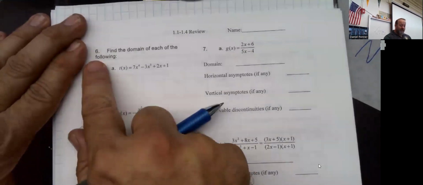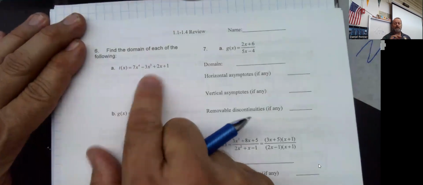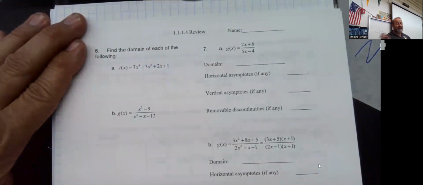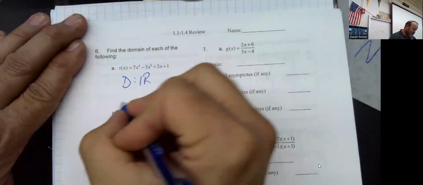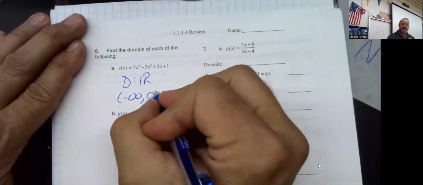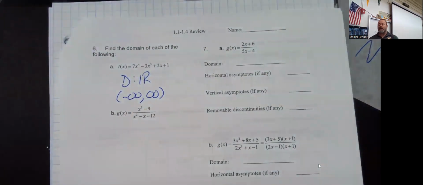So in 6, this is a polynomial. I don't want to divide by 0, but there's no division. I don't want to take a square root of a negative, but there's no square roots either. This domain is all reals. You could also say that it's everything from negative to positive infinity. That's a valid way of saying that as well. So we're good to go.